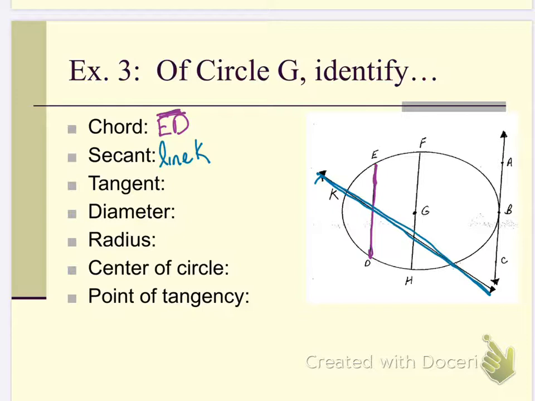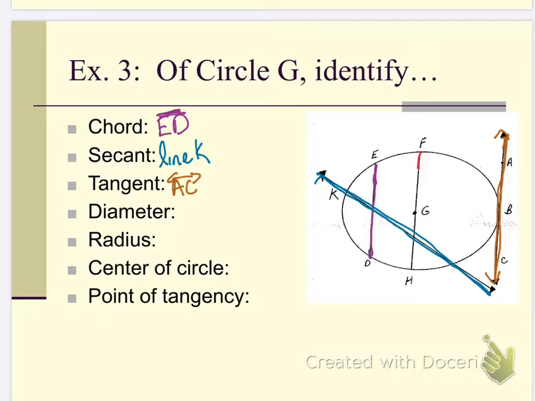Next up, we have a tangent. So the tangent line only hits once. So the only line that just hits once is this one right here. You have a couple different ways you can name this. I'm going to call it AC. You could call it CA or AB. But remember, with tangent lines, you got to put the 2 arrows on the end because it's a line.